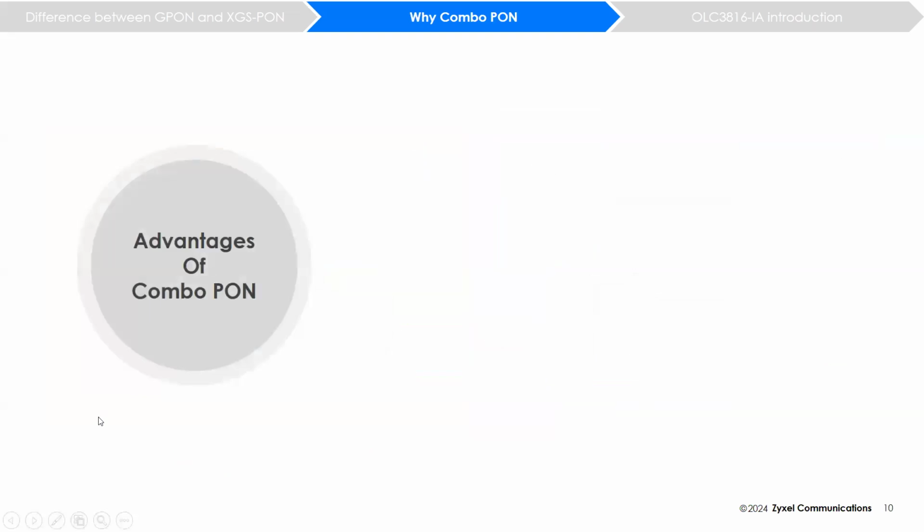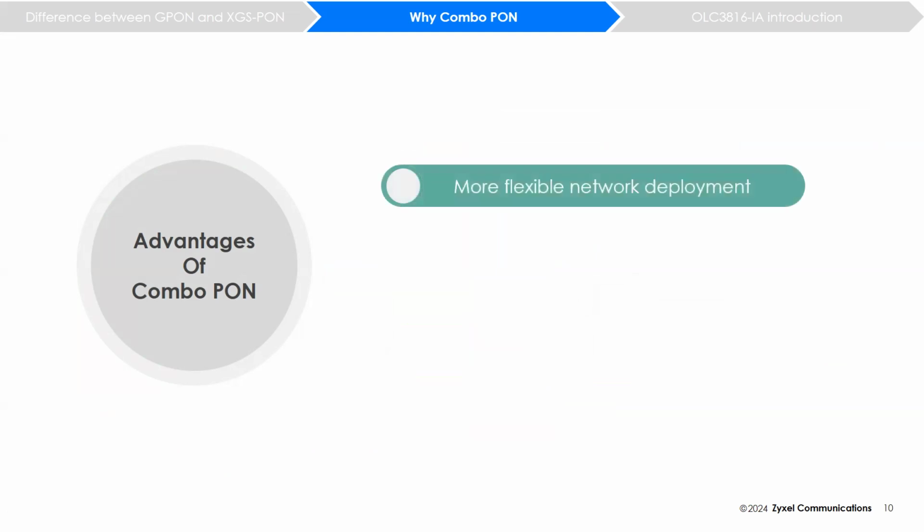Okay, so later we will talk about why we need a combo PON card. The reason we need combo PON technology is that it has the following two advantages. The first one is more flexible network deployment. We can use a combo PON solution by easily replacing a line card on a fielded chassis without the need to upgrade the current infrastructure.